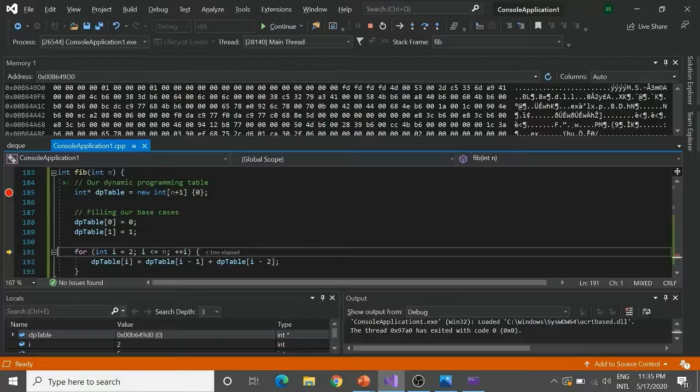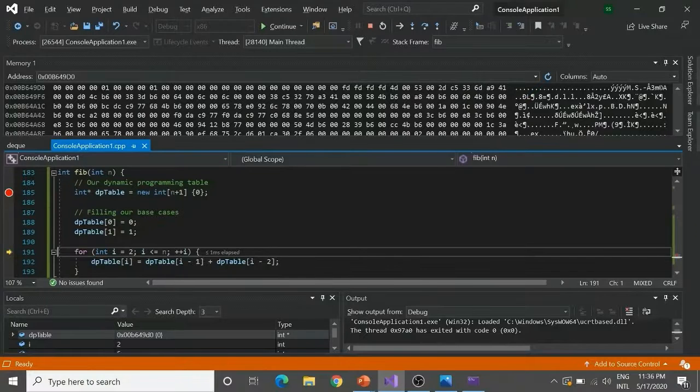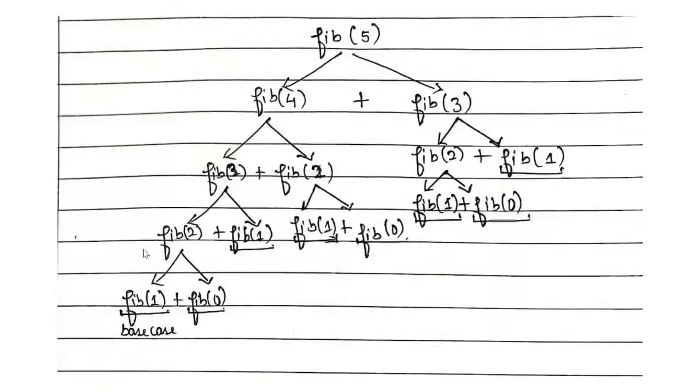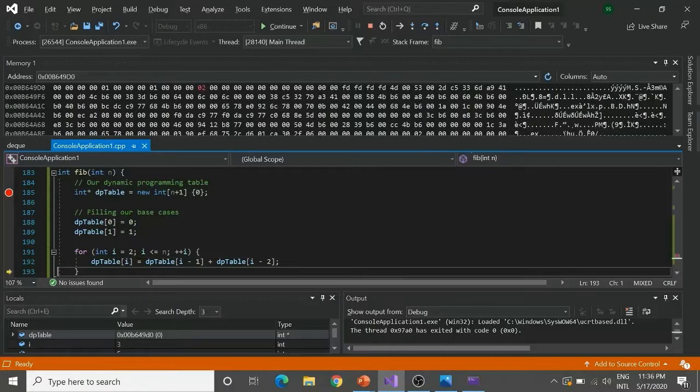Then my i became 3, and what would I be implementing now? I would be implementing for Fibonacci 3. Currently I am at this subproblem. So what is the answer to Fibonacci 3? That would be the addition of Fibonacci 2 and Fibonacci 1. The same thing I am doing over here. What is the value of Fibonacci 2? It is 1. What is the value of Fibonacci 1? It is again 1. So what would be the value of Fibonacci 3? It would be 2. Hence I get a 2 at my Fibonacci 3.